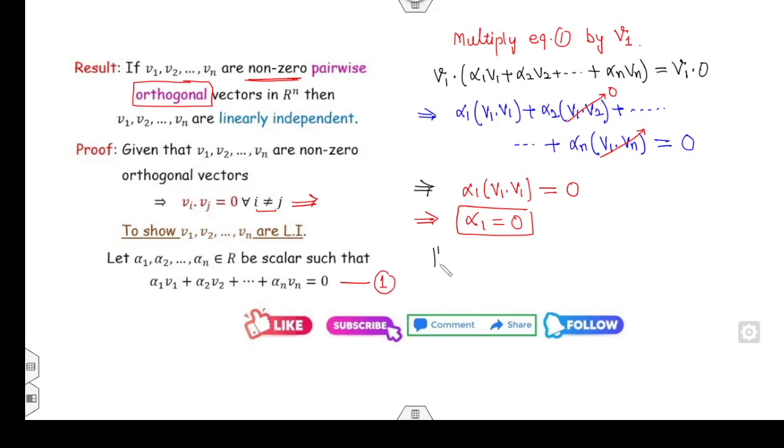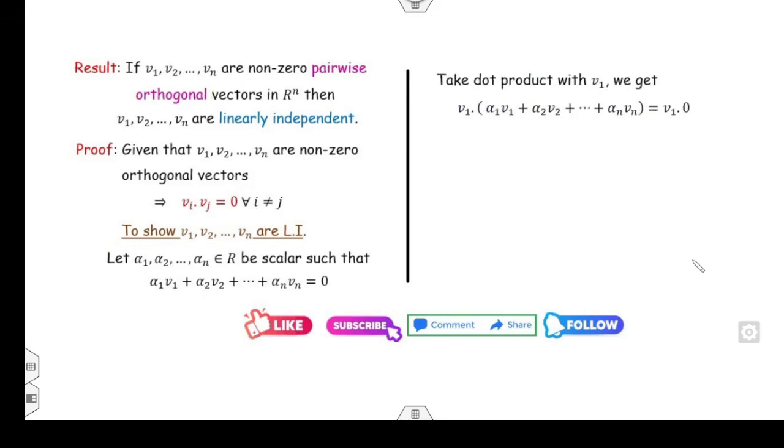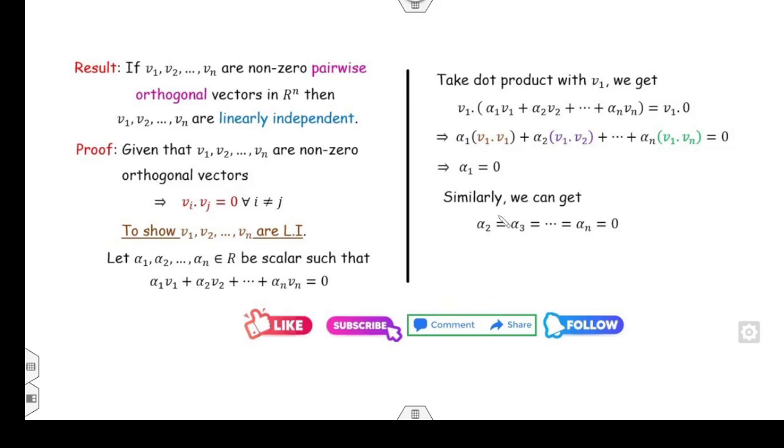Similarly, I can multiply equation number 1 by V2. Then we will get alpha 2 is 0. We can multiply by V3 and we will get alpha 3 is 0, and so on. So in general, we can say all of the alpha i's are 0. Once all the alpha i are 0, therefore the given set of vectors is linearly independent.